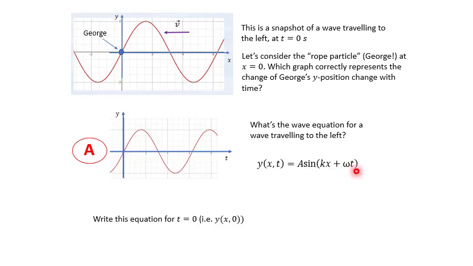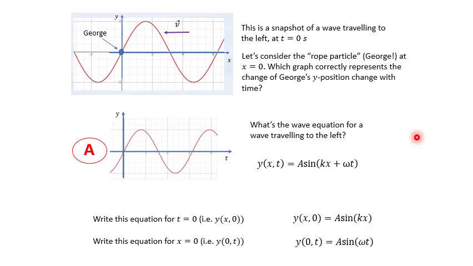If you were to write this equation for t is equal to 0, so substitute t is equal to 0, what equation do you get out? And then substitute x is equal to 0 and see what equation you get out. Write those two equations down quickly. Pause now. Okay, welcome back. So you should have got these two equations. And now you should be able to see how they relate to these graphs.